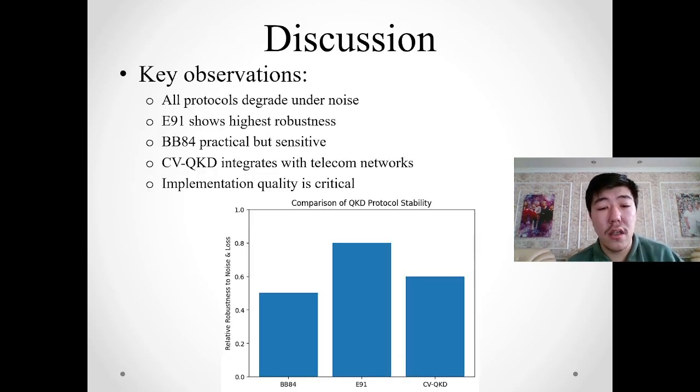So, as a discussion, these charts compare the relative robustness of the studied protocols. The results show that all protocols degrade under noises and losses. The E91 protocol demonstrates the highest stability due to the use of quantum entanglement. BB84 remains widely used because of its simplicity, but is more sensitive to disturbance. CVQKD integrates well with existing communication infrastructure, but requires very low noise conditions.